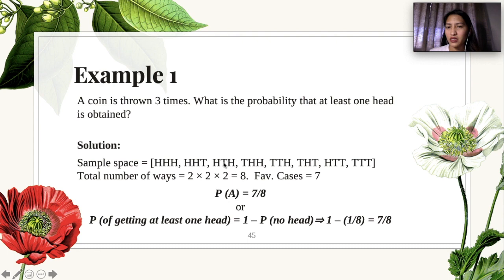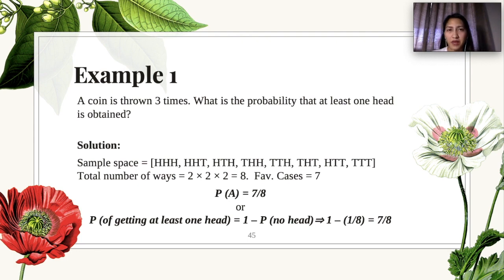Another possible outcome is head for the first, tail for the second, and head for the third. Another possible outcome is tail for the first, head for the second, and head again for the third. Another possibility is tail, tail, head. Another possibility is tail, head, tail. Another is head, tail, tail, and lastly, 3 tails.